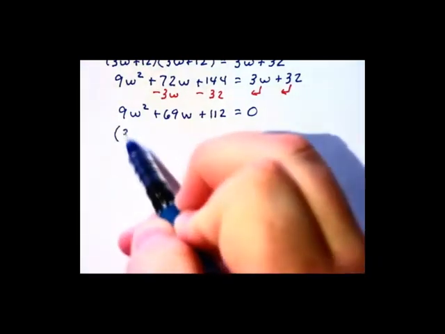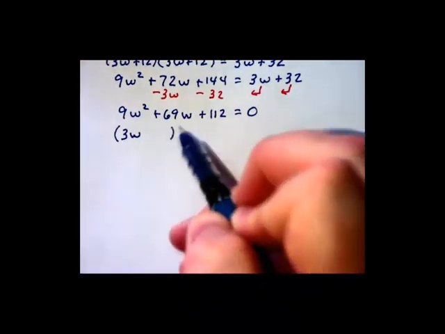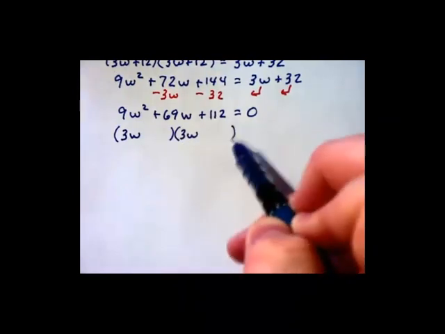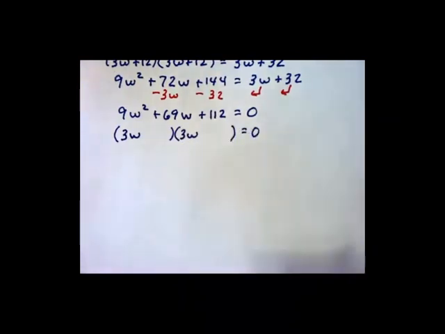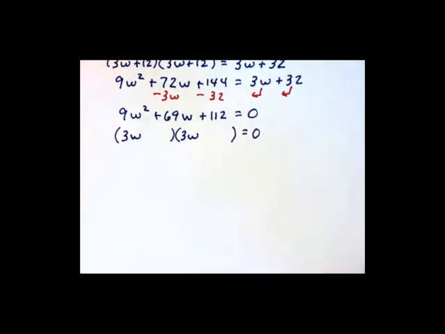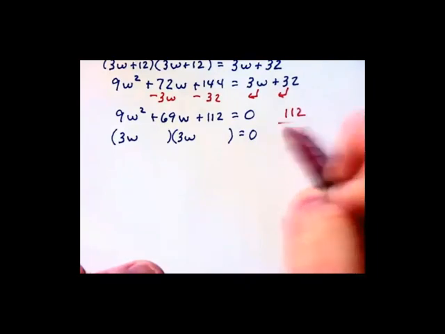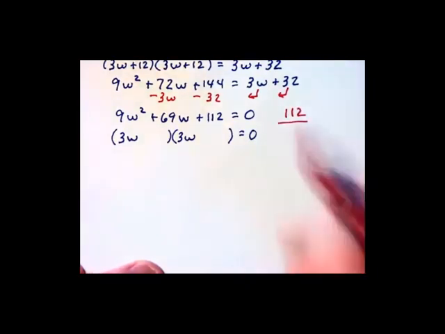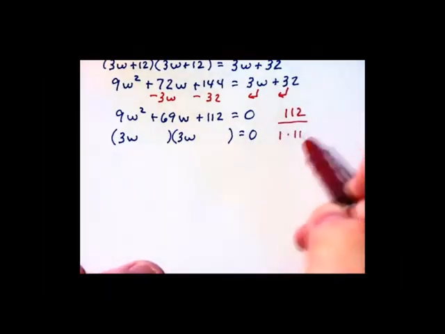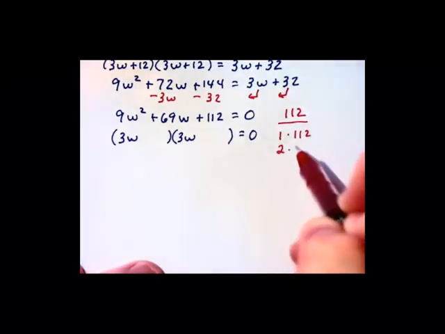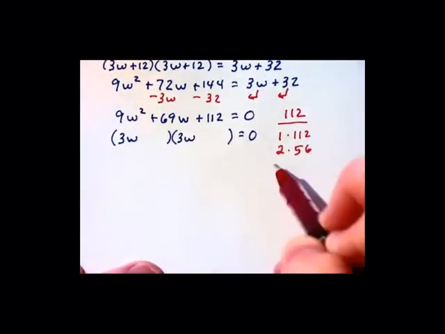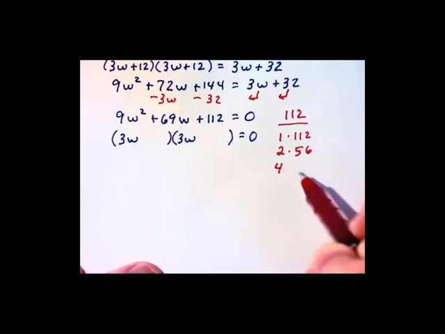I'm going to guess 3w times 3w. I know this one's a little bit more challenging. I've got to play around with that 112. Now I know the answer, but for your purposes I'm going to play around with a factor tree. Here's 112, or factor pairs I should say. 1 times 112, 2 times 56. 3 does not go in, but 4 does.